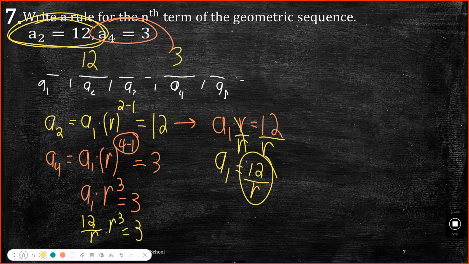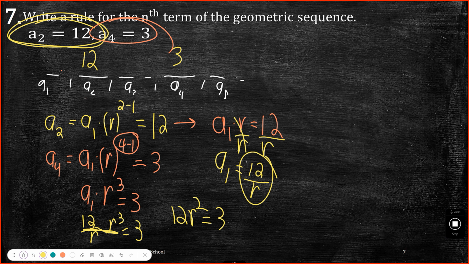Okay, in terms of the R's, let's deal with the R's. How many R's are there on top of this fraction? 3. How many R's at the bottom? Where are there more R's? How many more on top compared to the bottom? So it's going to be 12 R squared equals 3.